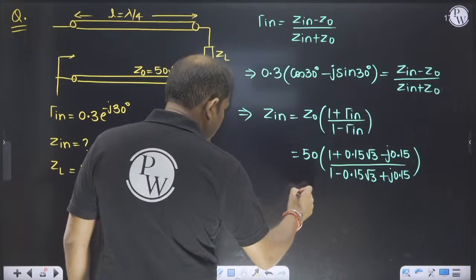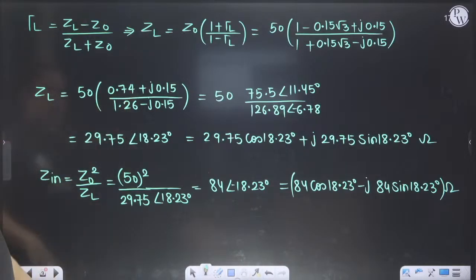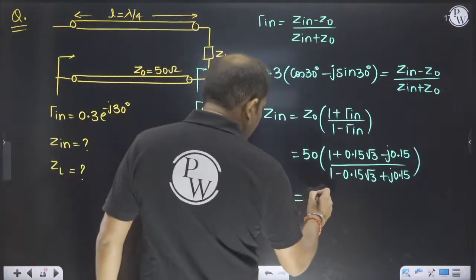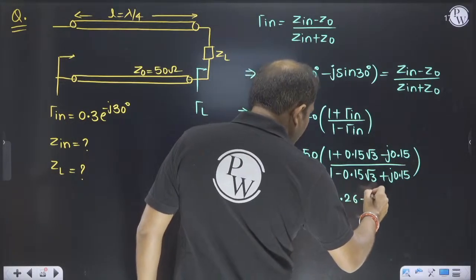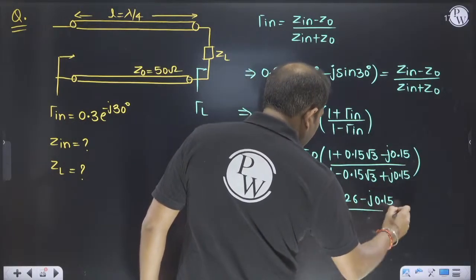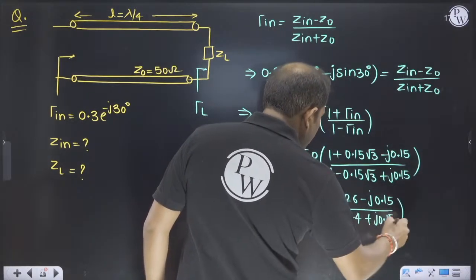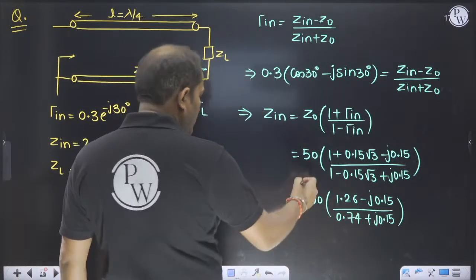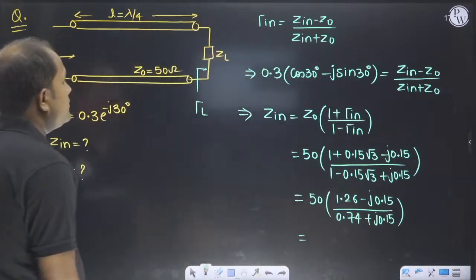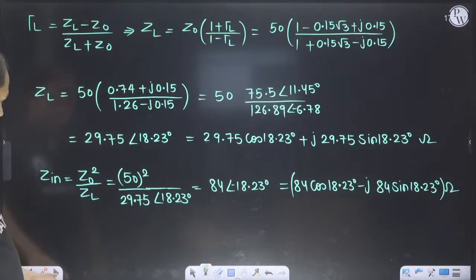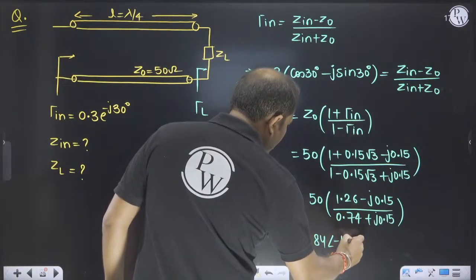So we have calculated. What will be the value of this one? This one will be 0.74 and 1.26. So 50 times 1.26 plus 0.15 divided by 0.74 minus j 0.15. When you calculate the value, how much will you get? Zin will be equal to 84 at angle minus 18.23 degree.